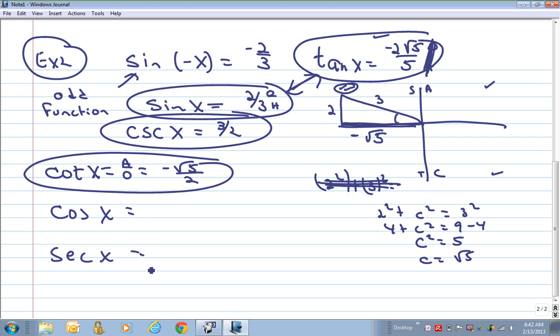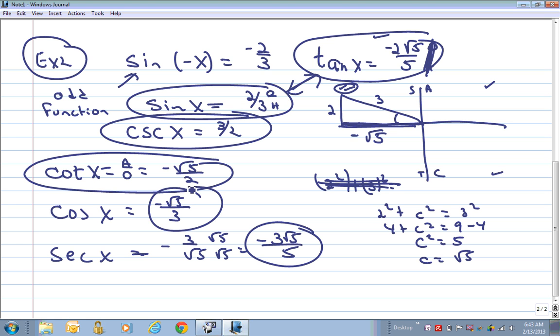Again, looking at our triangle. Cosine is going to be adjacent over hypotenuse, so negative square root of 5 over 3. And secant is going to be that reciprocal, and in this case we will have to flip this one above and rationalize. So we'll have negative 3 over the square root of 5, rationalize the square root of 5, the square root of 5. So we have negative 3 square roots of 5 over 5, and that would be our other answer. There you go.